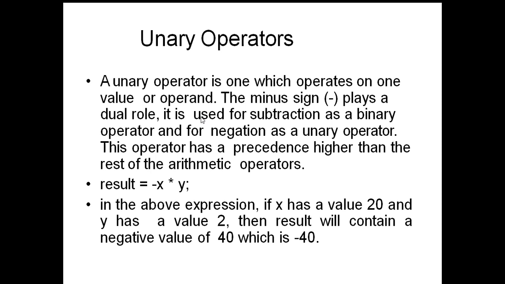This is an example where minus x is the negated value, and minus has higher precedence than the assignment and the multiplication operators. In the above expression, if x has a value 20 and y has a value 2, then the result will contain the negative value of 40, which is minus 40. So the negation has taken precedence over the multiplication, thereby getting the value of minus 40 for the result.